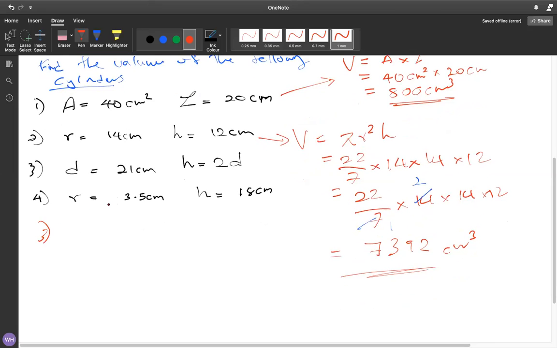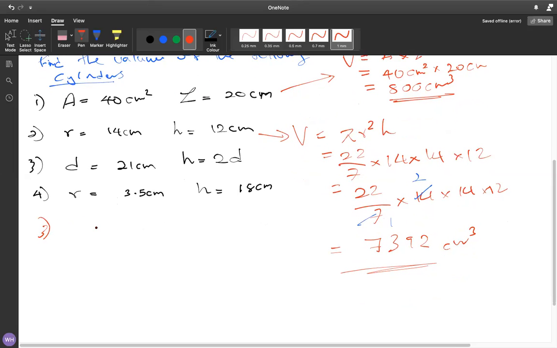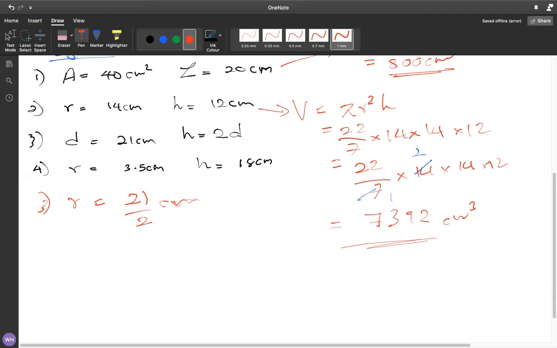And the third one, the diameter is given. So you will need to figure out the radius. How much is radius? Radius is 21 upon 2 centimeters, right? Leave it as 21 upon 2 since 21 is divisible by 7. We can simply do the simplification, and h is also not given.